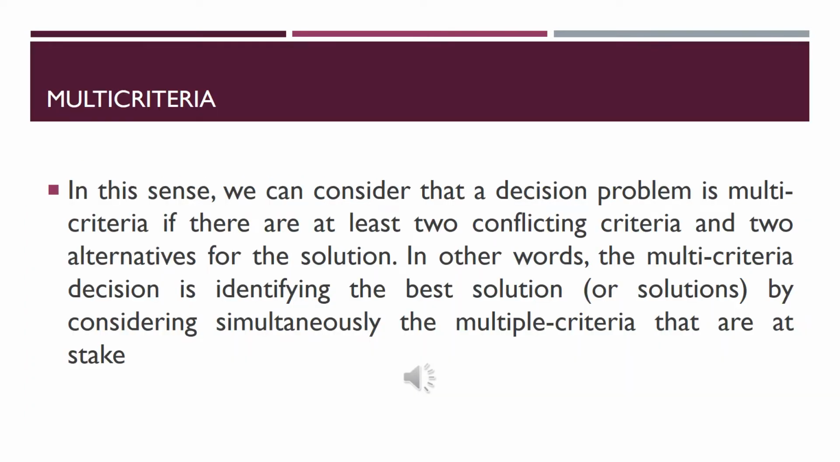In this sense, we can consider that a decision problem is multi-criteria if there are at least two conflicting criteria and two alternatives for the solution. In other words, the multi-criteria decision is identifying the best solution or solutions by considering simultaneously the multiple criteria that are at stake.